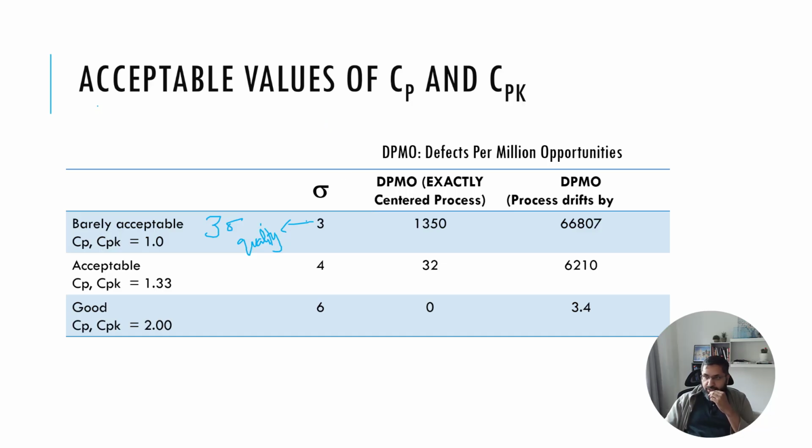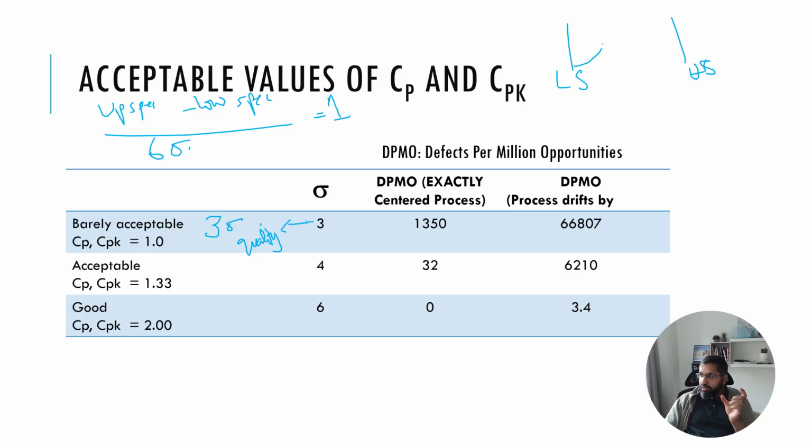What that means is that the upper spec minus lower spec, so the width of the specs over 6 sigma equals 1. So because your process width is 6 sigma, if these are the spec limits, upper spec, that's US, lower spec, your process is just as wide as the spec limits. So your process is so wide, it fills up the specs, but it's not wider than the specs.